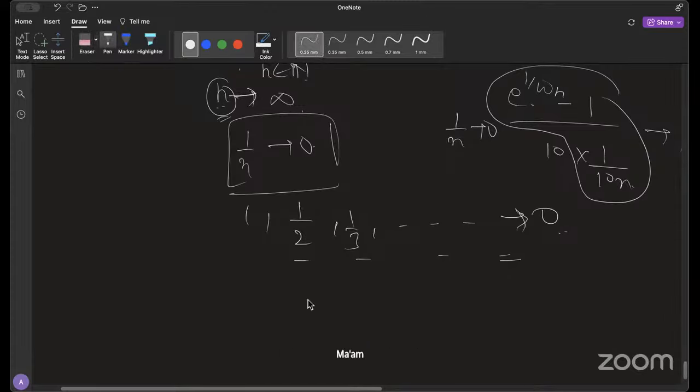Ma'am, if the form is 0 by 0, we use L'Hopital rule. And after using that rule, if we get a 1 by 0, then the problem ends there, right? It's infinity. Yes, ma'am, then the limit is infinity. Okay, thanks, ma'am.